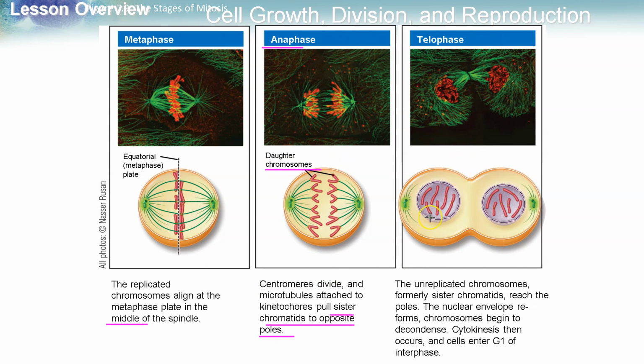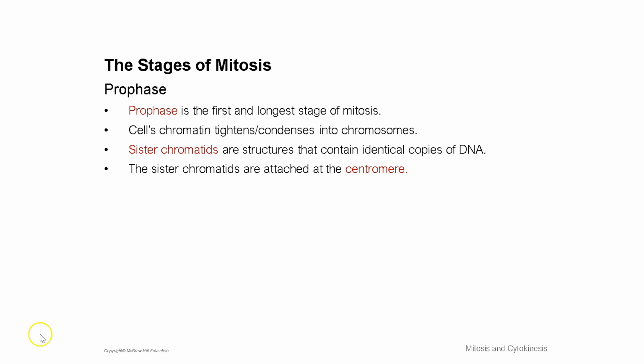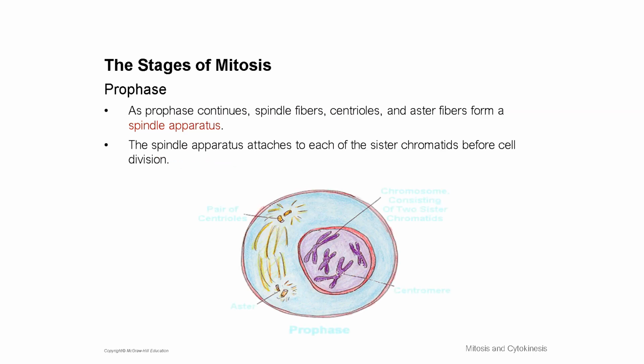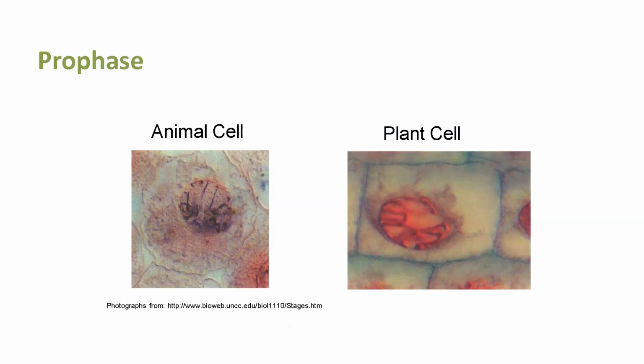And telophase, the nuclear envelopes are beginning to reform. You can see the cell is pinching together in preparation for cytokinesis, okay? So prophase is the first phase. Sister chromatids are structures that contain identical, same copies of DNA, and they're joined at something called the centromere, okay? In prophase the spindles keep going and connect them, okay? This is what it looks like.